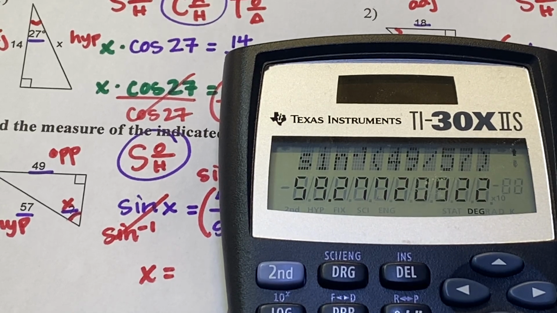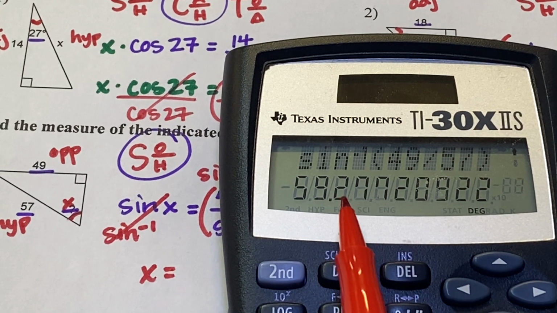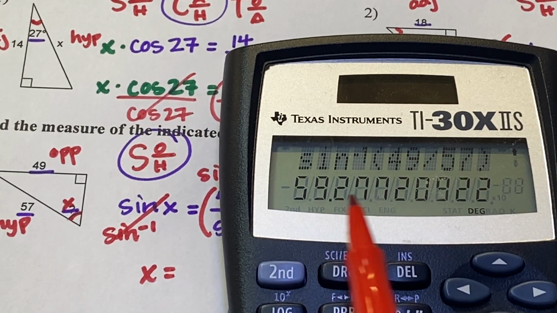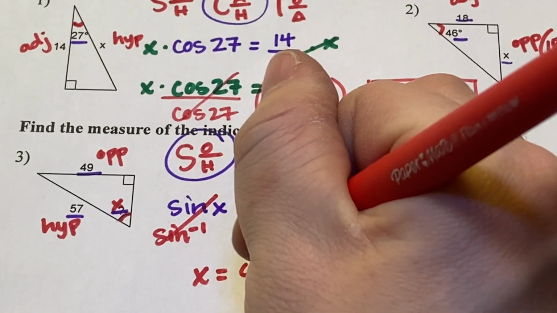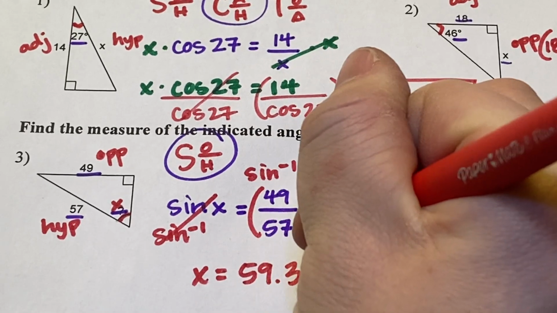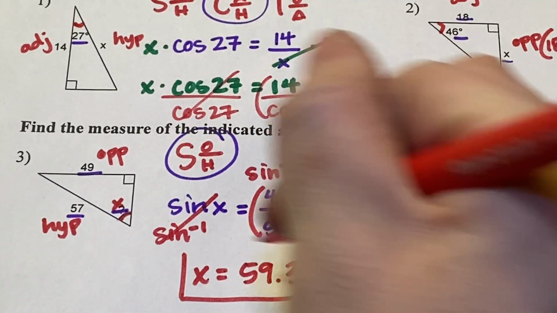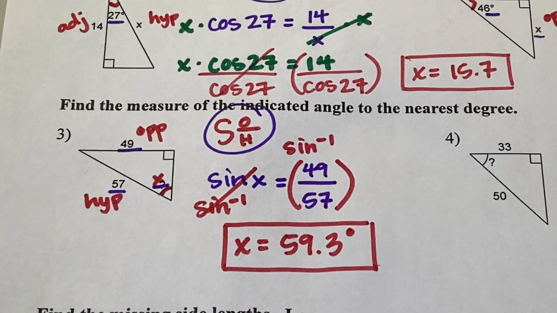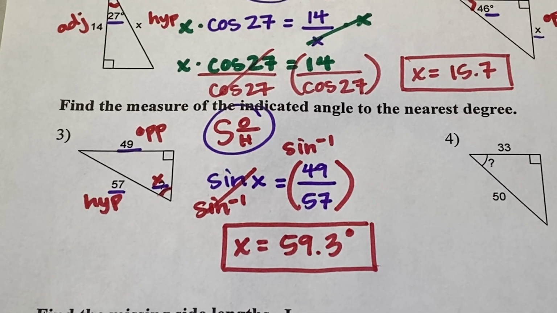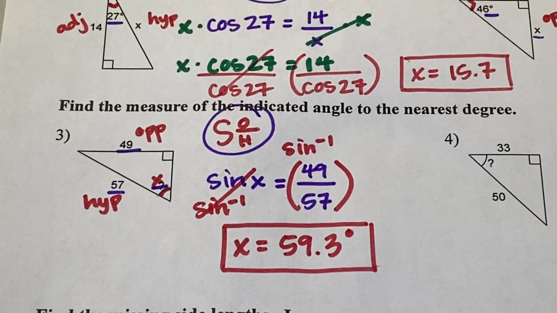Round it to 1 decimal place here. What's that going to round to? I want it to the first decimal place. 59 point what? 3. 0.3, nice. So we know that missing angle has to be 59.3 degrees. So when you're finding a missing angle, you're going to have to use that opposite button. Don't get intimidated, it's literally just a button in your calculator.